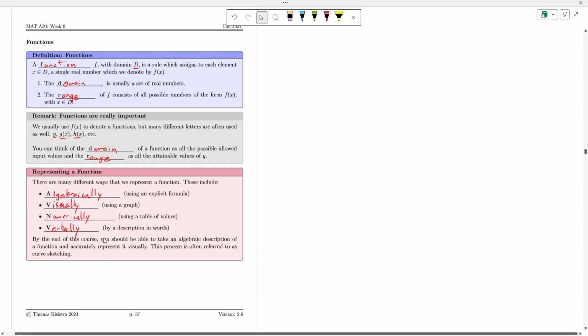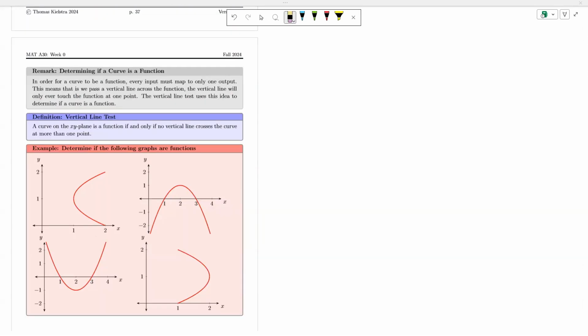By the end of this course, you should be able to take an algebraic description of a function and accurately represent it visually. This process is often referred to as curve sketching. And this curve sketching is going to be a big process that we learn and focus on within most of your calculus classes. Now that we've defined functions, we want to talk first about visualizing them on graphs.